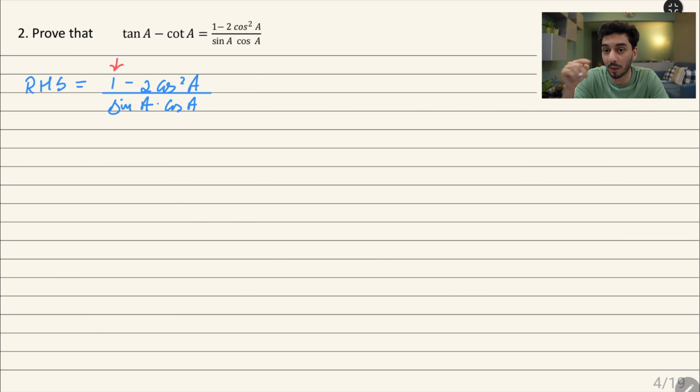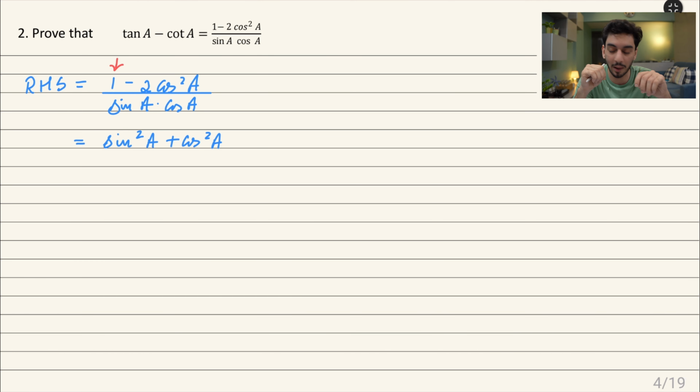I know sine square theta plus cos square theta is 1, but I can also do the reverse of it. Can I just say that instead of this 1, I can write sine square A plus cos square A? You see, that reel was just a reminder. You can just remember, okay, there is something known as sine square theta plus cos square theta is equal to 1, but the reverse also works.